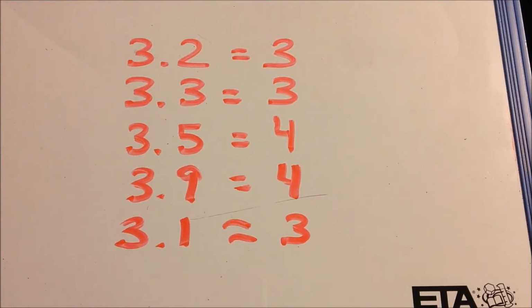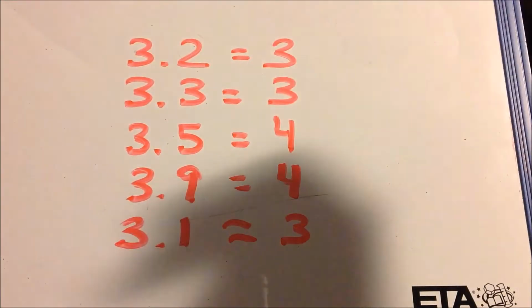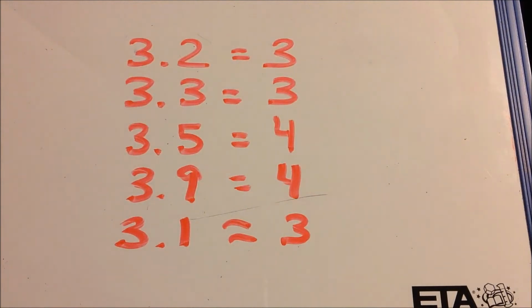So when you're looking at rounding up or rounding down, if I say round, the first thing you want to look for is what are you rounding to? Are you rounding to a whole number or to a decimal? Let's start with whole numbers again.